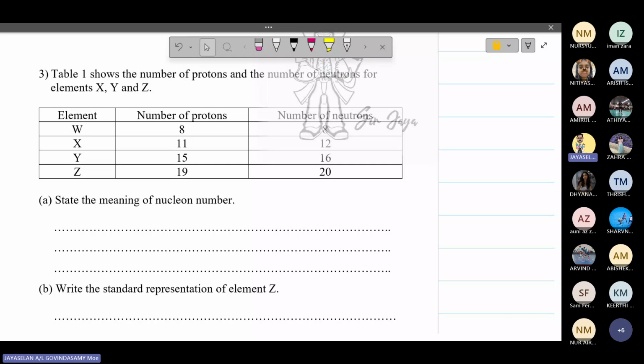Table 1 shows the number of protons and number of neutrons for X, Y, W. Sorry, X, Y, Z. Okay, so number of protons given, number of neutrons given. Okay, this question you all just write 3 answers, A answer, B answer, C answer. You can snap and send it to me. Tengok siapa dapat full mark. I will mark your paper. Okay. Okay, this question 1 minute from now.